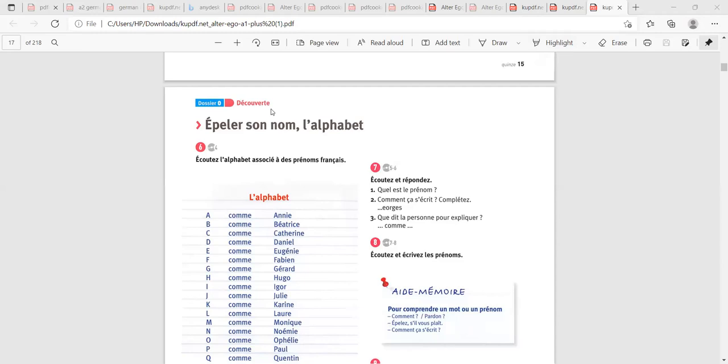Découverte. Repeat after me, please. Découverte. Team, this is the content of the book. Whatever is mentioned over here, you have to repeat after me. Découverte. C'est votre discovery. Répétez après moi. Language is all about you. Vous devez parler après moi. Découverte.